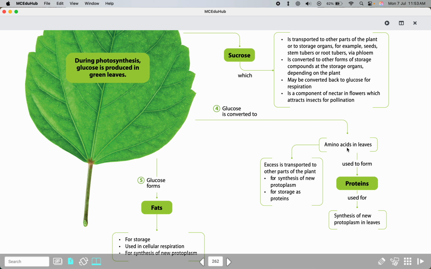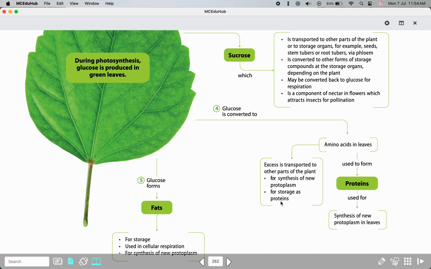The amino acids can be used to form proteins, and these proteins are used to make new protoplasm in the leaves. Remember that protoplasm consists mainly of proteins and also a little bit of fats and a little bit of carbohydrates. The excess amino acids can be transported to other parts of the plant for synthesis of new protoplasm, same thing, you want to make new cells. And also, it can be stored as proteins.